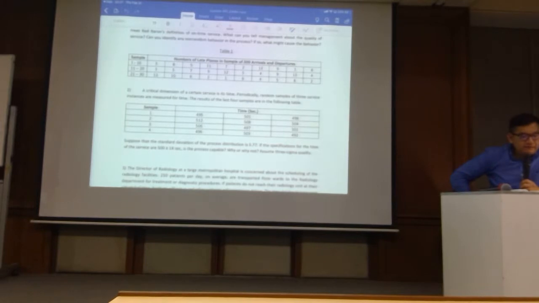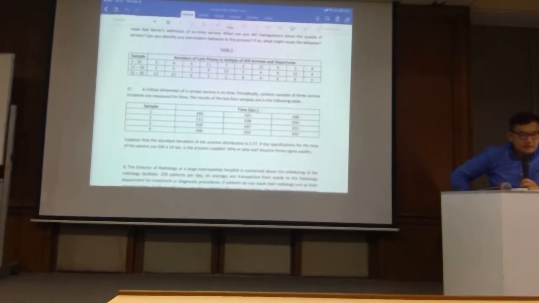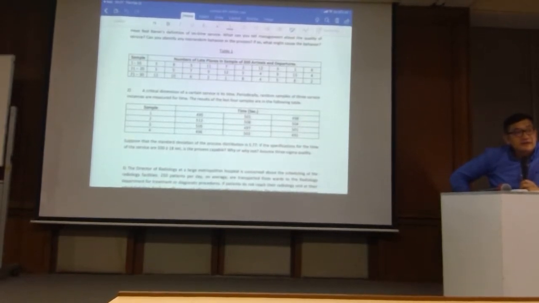482 comes from 500 minus 18 seconds. You know the standard deviation sigma equals 5.77, right? How about the mean? You just calculate the mean from all the samples, right?